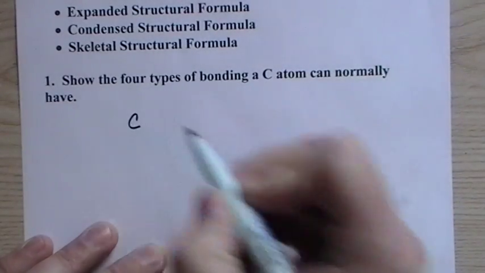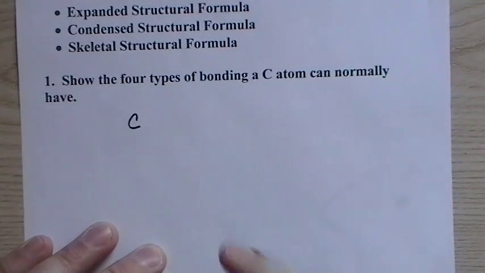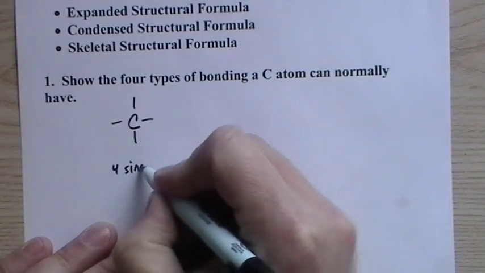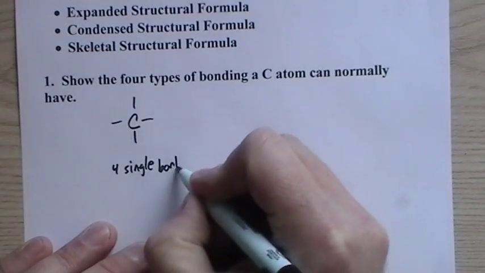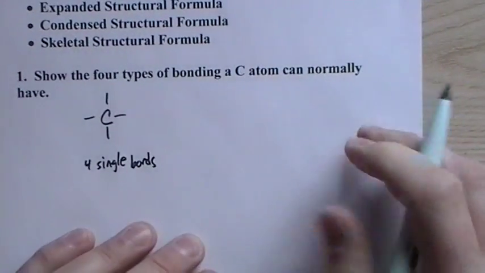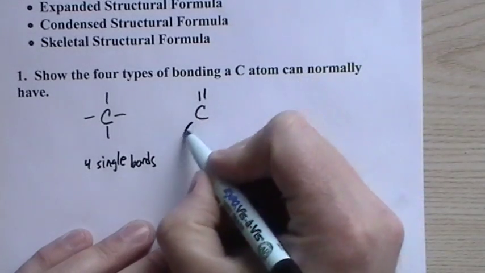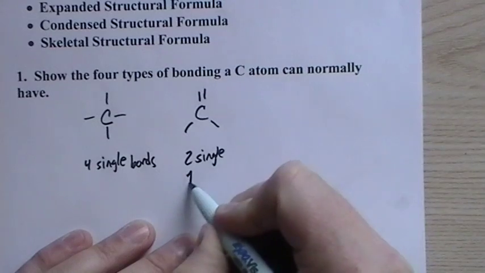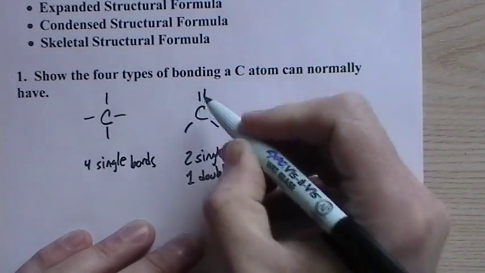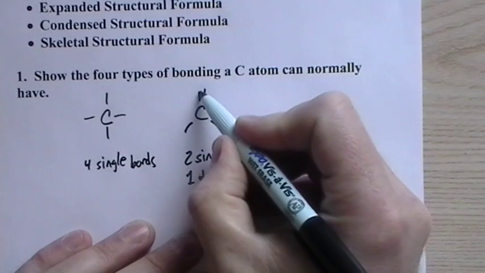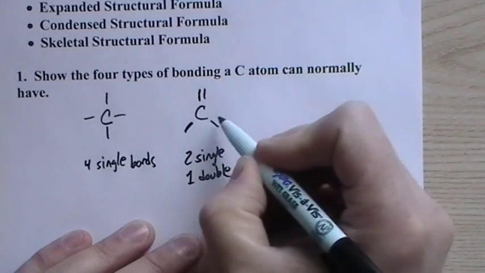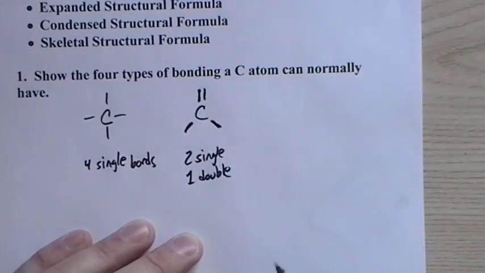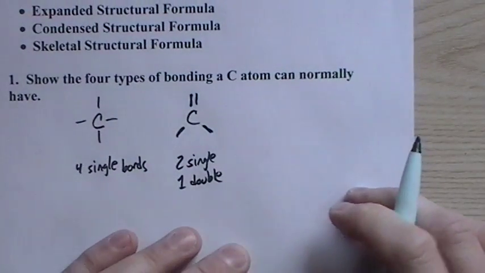Carbon will always have 4 bonds to it. It can be 4 single bonds, like this. Or it can be 1 double bond and 2 single bonds. See, it's still 4 bonds. A single bond means there's 2 electrons in the bond. A double bond means that there's 4. So we draw 2 lines, but you can see there's still 4 lines to it.